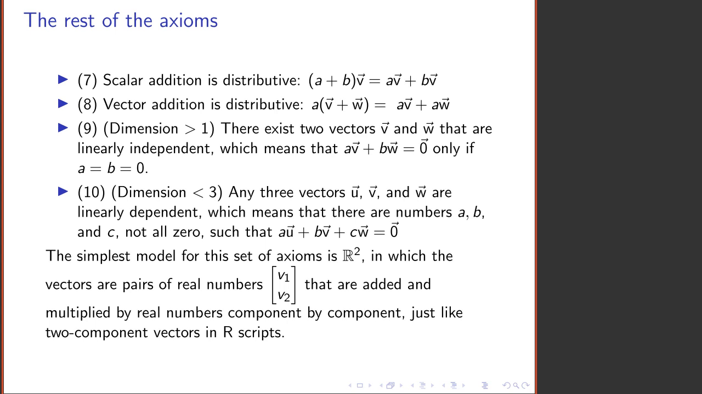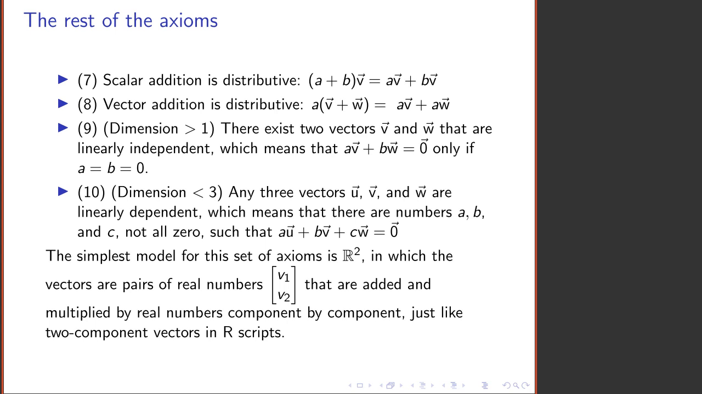Finally, we need an axiom that states that the dimension is also less than 3, and that axiom states that given any three vectors u, v, and w, they are linearly dependent. By linearly dependent, I mean that I can choose coefficients a, b, and c such that au plus bv plus cw equals 0, and I can do this in a non-trivial way, other than by just setting a, b, and c all equal to 0. Since the dimension is less than 3 and greater than 1, that means it's equal to 2.